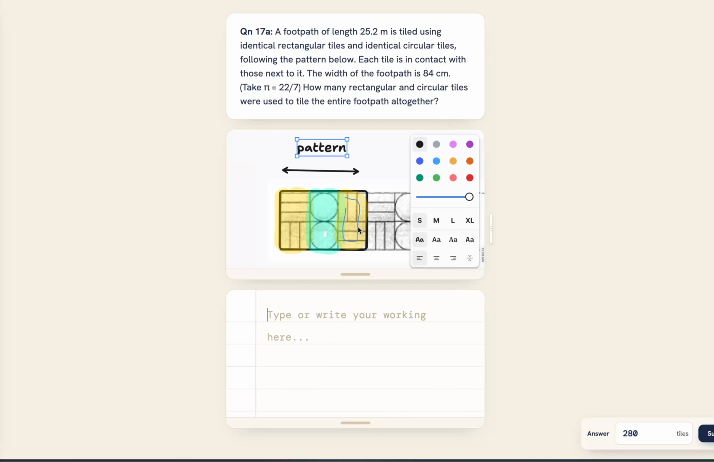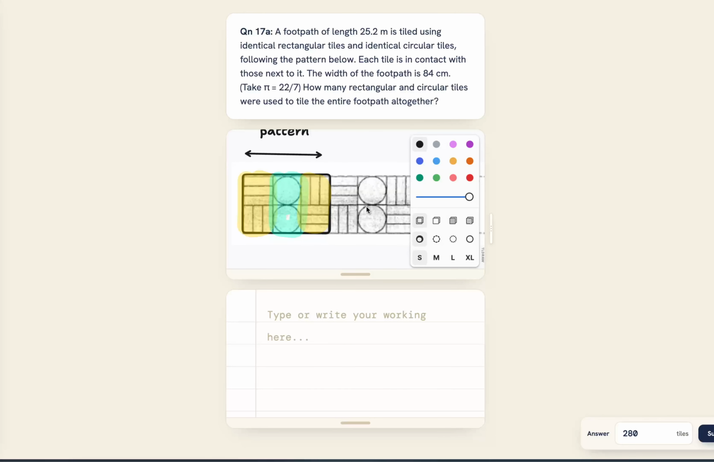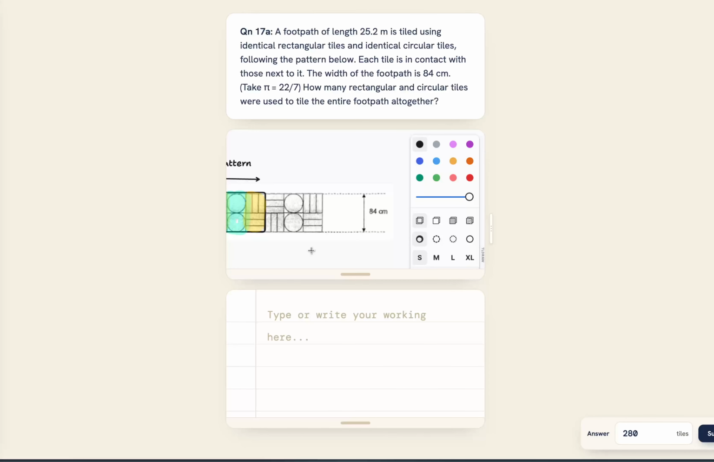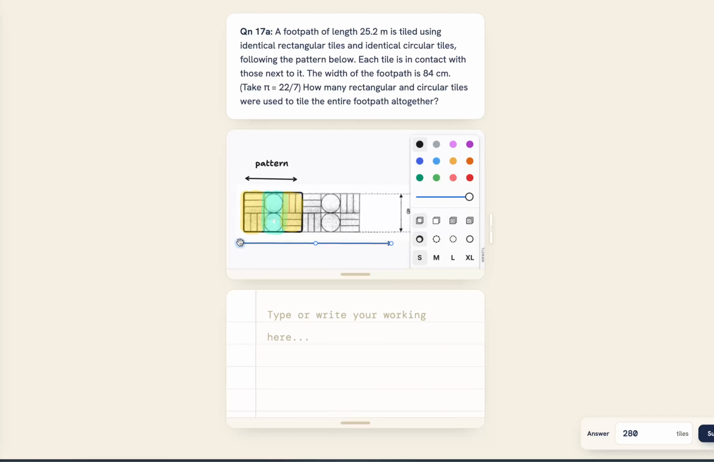So since we know the pattern, the next thing is we know that the footpath of this whole length is 25.2 meters. We need to convert: 25.2 meters is equal to 25.2 times 100, which will be 2520 centimeters. So we want to know the length of the pattern as well. One pattern length is basically equal to 3 tiles.